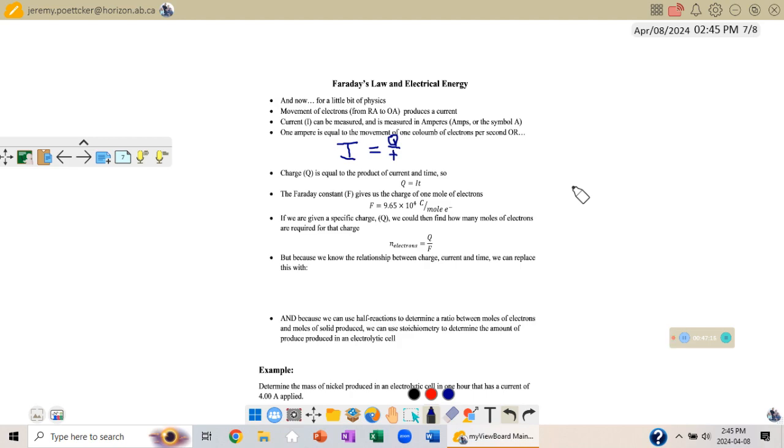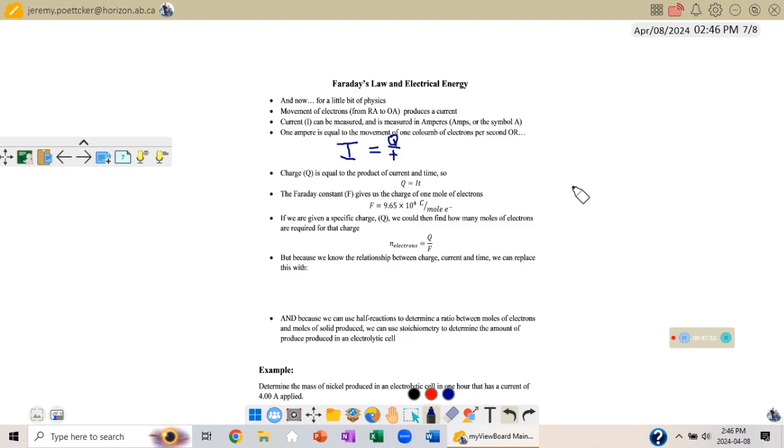So if you're looking under the miscellaneous stuff, we've got specific heat capacities, water autoionization constant or dissociation constant, which we'll get to yet. And then there's the Faraday constant, 9.65 times 10 to the 4th coulombs per mole of electrons. Now, if we are given a specific charge, we could find out how many moles of electrons are required for that charge. So n, moles, we've seen that before. Moles of electrons is equal to Q, the specific charge we have, divided by the Faraday constant.